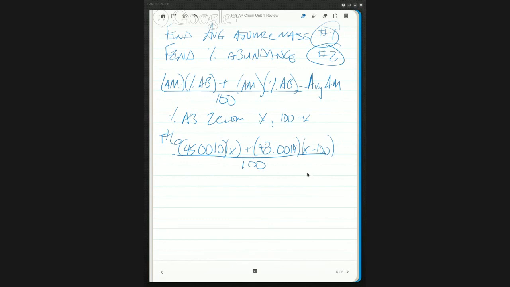and I didn't give myself enough room. I have a hard time writing with this, I've got to be honest with you. It's equal to 47.2002. So you just solve this for x, right? That's all you're going to do, solve for x.